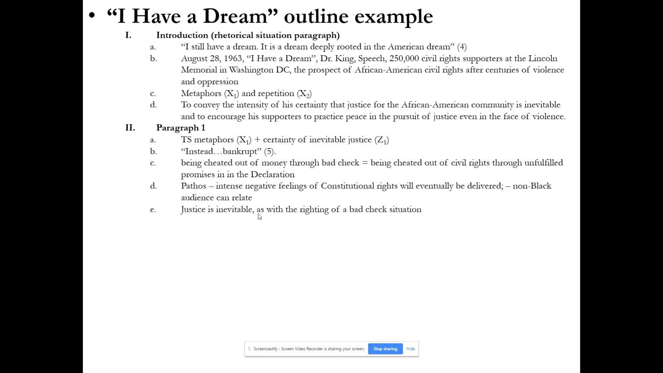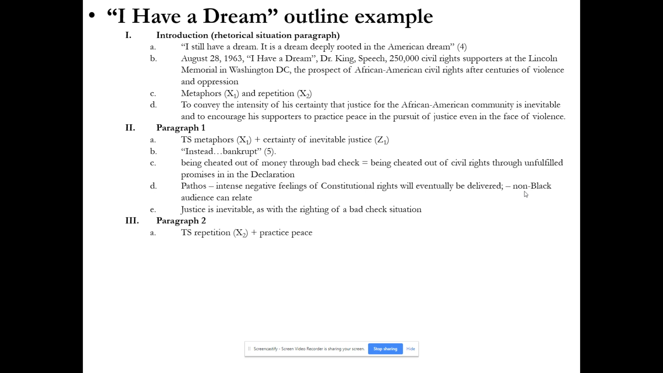Right. This is the idea, right? Justice is inevitable, as with the writing of a bad check situation, right? Justice will come eventually, right? Someone will eventually have to answer for a bad check, and society now has to answer for the lack of justice for the African American community. This is pathos here, by the way, because these intense negative feelings of being cheated out of a bad check are something to which even the sort of lukewarm non-black audience in 1963 could relate.